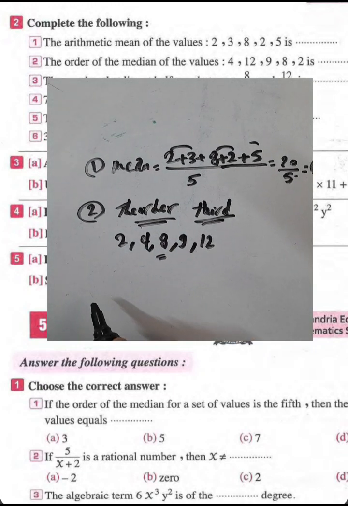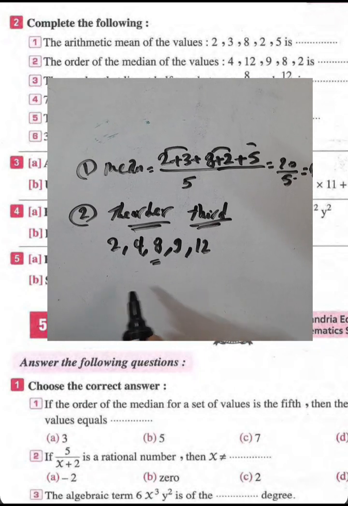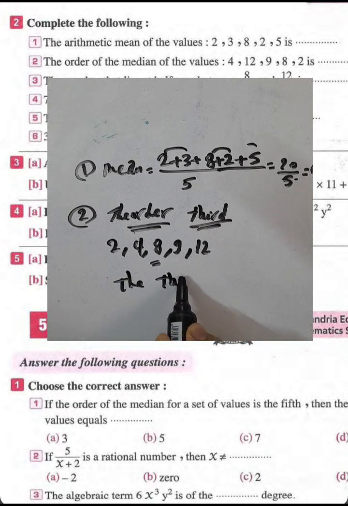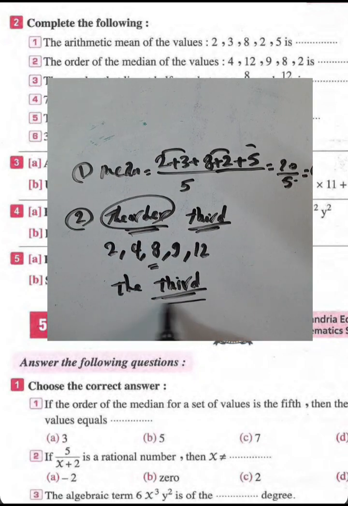So for the order of the median, we must write the third. The result here is the third. You want to find the order, so it will be the third.